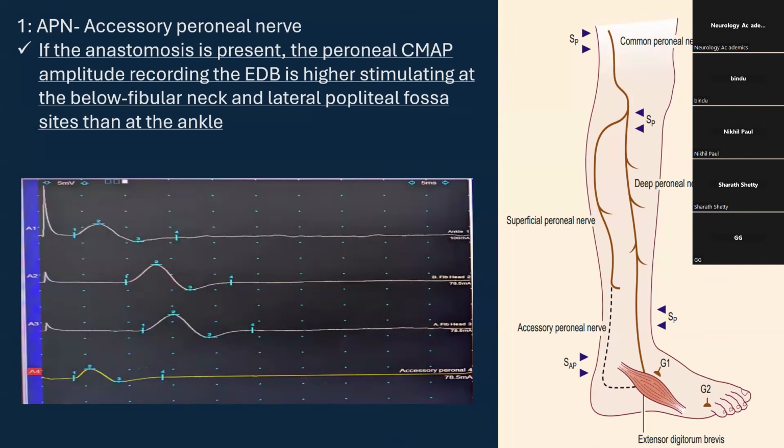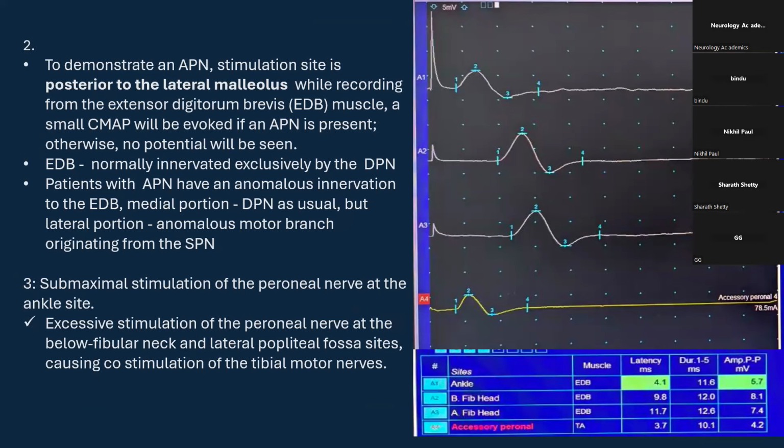So essentially, here the numbers you see: the amplitude is 5.7 at the ankle, 8.1 at below the fibular head, and 7.4 above. That is not usually seen. If that is there, it indicates that there's either an improper technique or an accessory peroneal nerve.